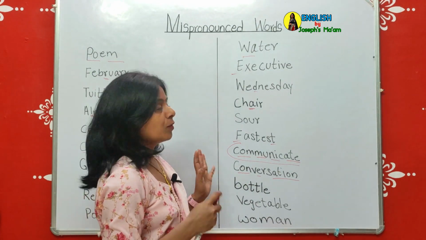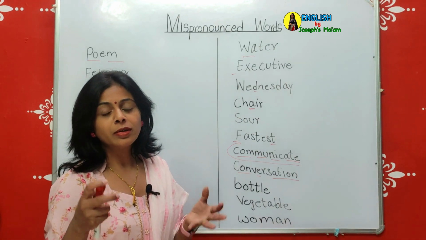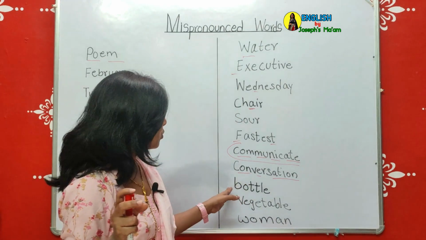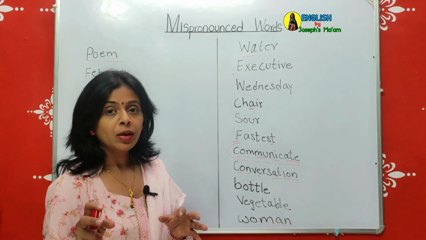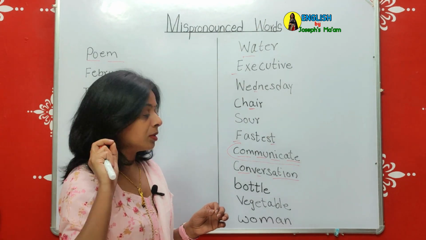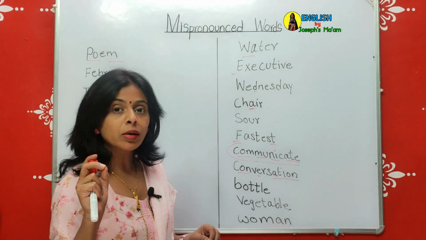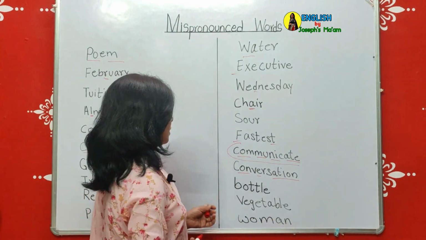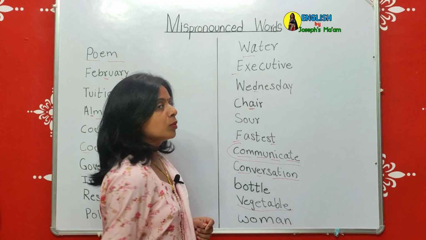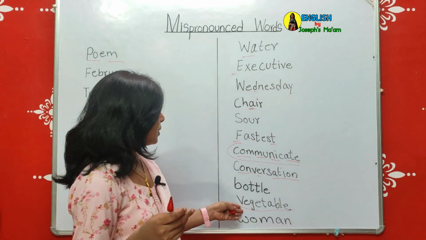Next is the thing we fill water in. It is a bottle. You say it the wrong way. It's bottle, B-O-T-T-L-E. The word is bottle. Next, we buy and eat vegetables.